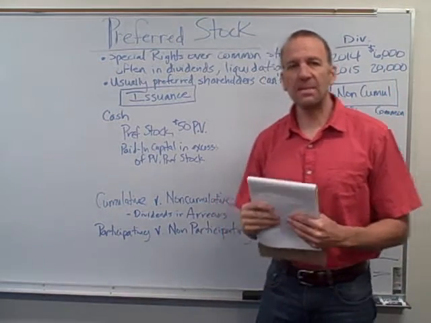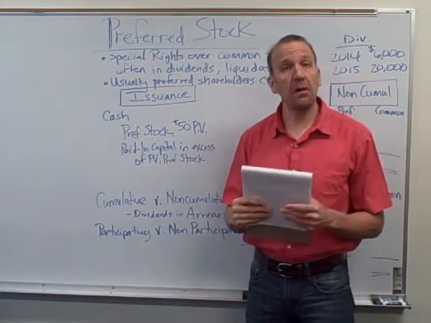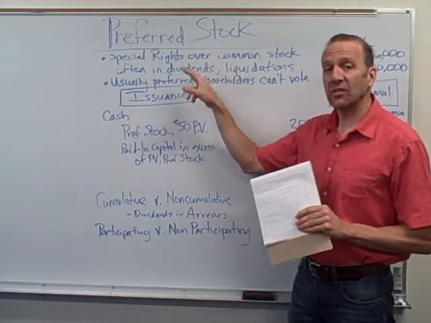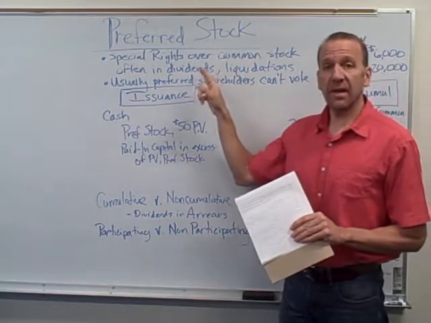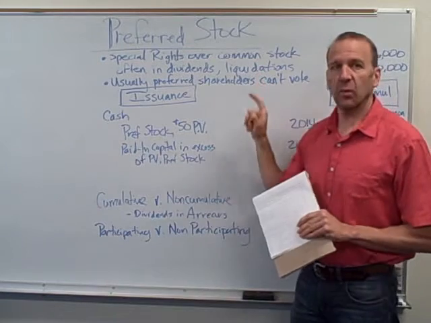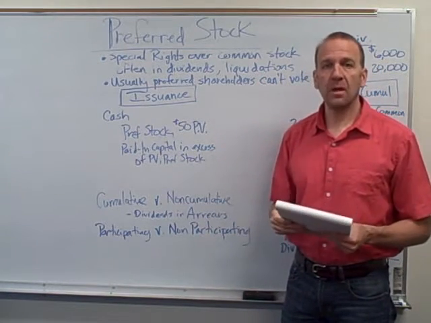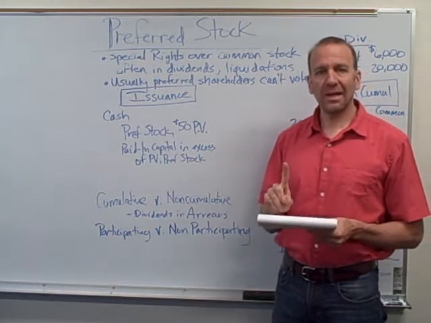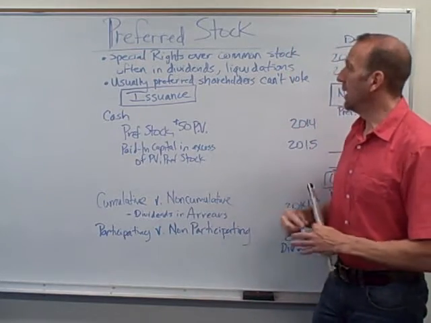Okay, class, today we're going to be looking at preferred stock, comparing it to common stock. Preferred stock has special rights over common stock, often in dividends, which we'll talk about a little later, and also with regards to liquidation. If the company is going to be liquidated or going bankrupt, the assets are distributed, and usually preferred shareholders will get their money back before any common shareholders do.